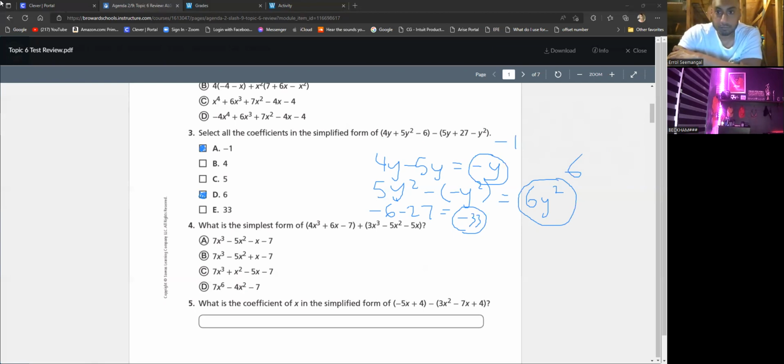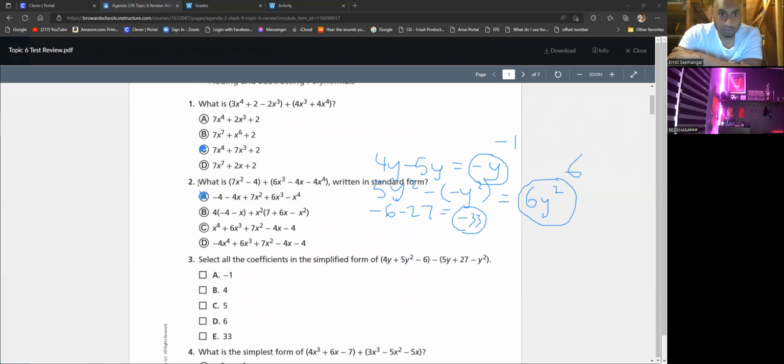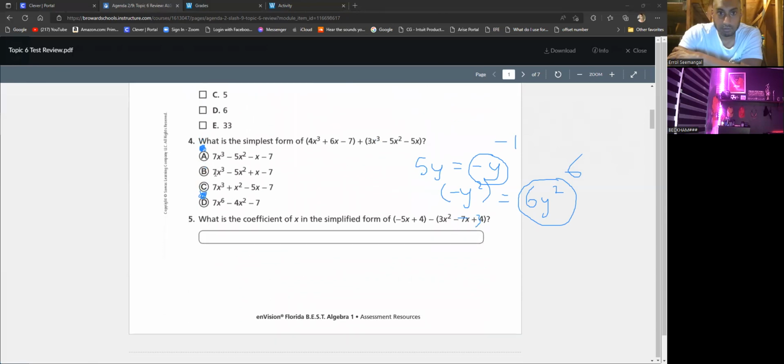Wait, I have a question. What was number 2 again? I forgot to check it. Number 2 was, scroll up. What is that in standard form? It's D. Okay, 3 is A and D. All right, you do 4. I have it already. I'll write it. All right. Okay, there it is.